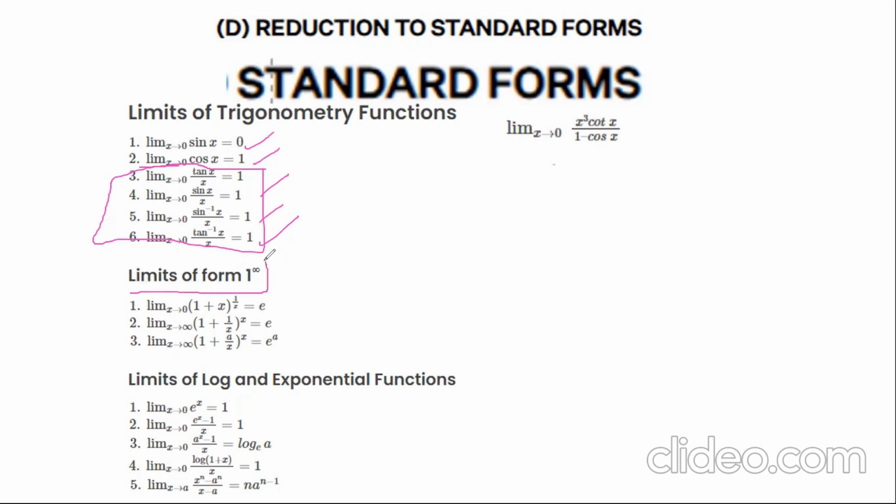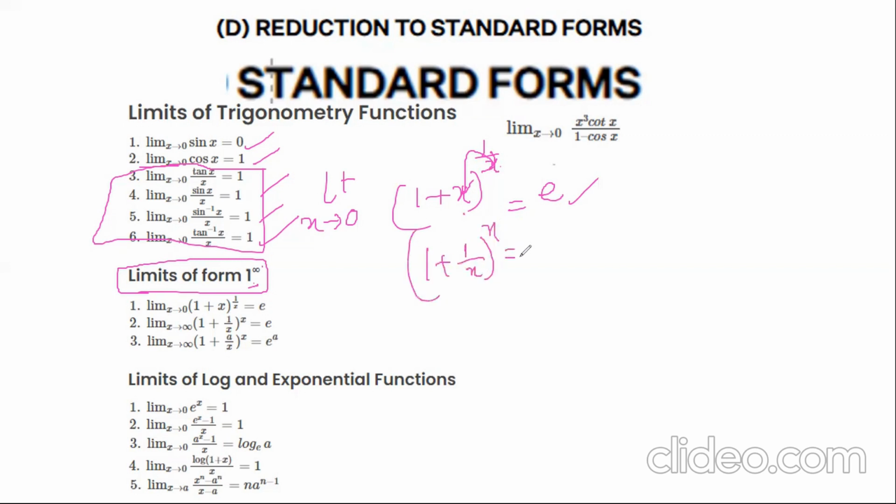Now, limits of the form 1 to the power infinity. You see, (1 plus x) whole power 1 by x, right? So this becomes what? e. Limit x tends to 0, (1 plus x) whole power 1 by x is also e. Or you just reciprocate these two, that is, (1 plus 1 by x) whole power x. This is also e. Not reciprocal, you mutually exchange these. Reciprocal is 1 by it, which is going to change.